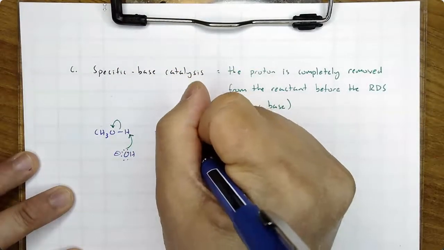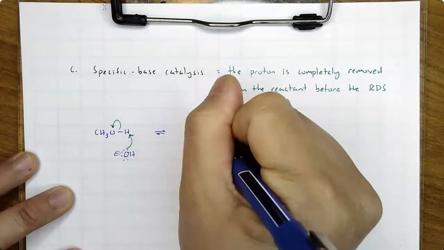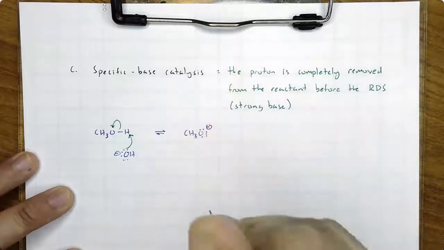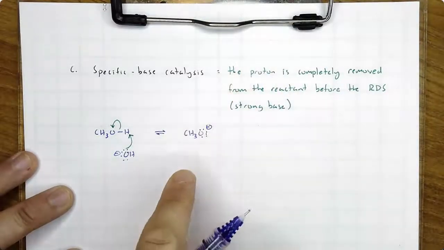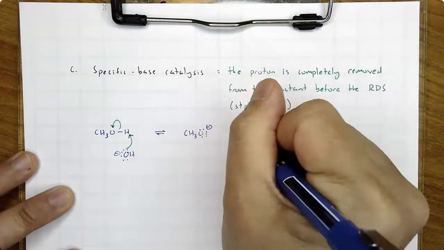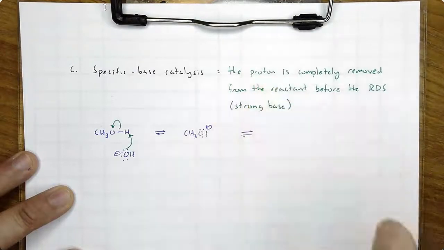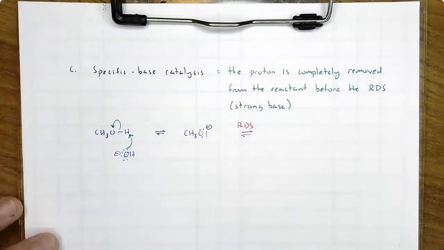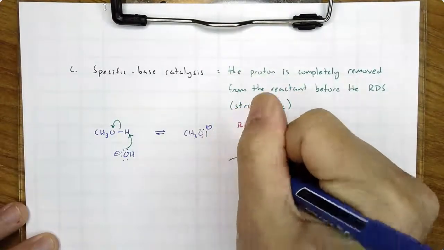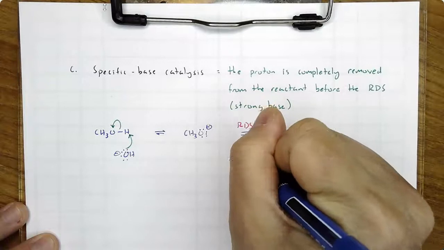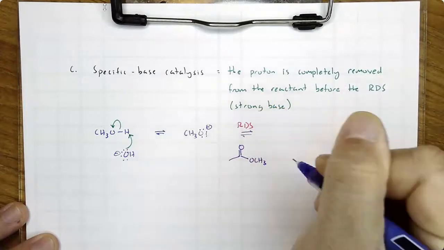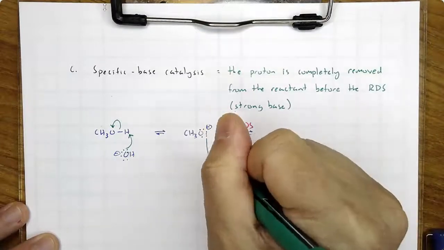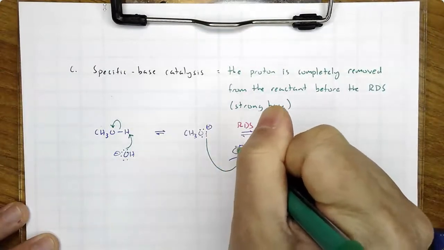And do you remember what the rate determining step is in a hydrolysis? It's the attack of the carbonyl carbon. So I have that, and then next, in the rate determining step, we get the attack of the ester. Make the tetrahedral intermediate.